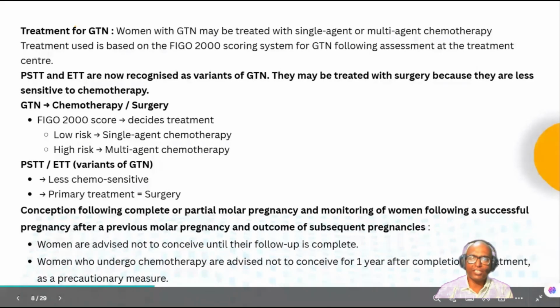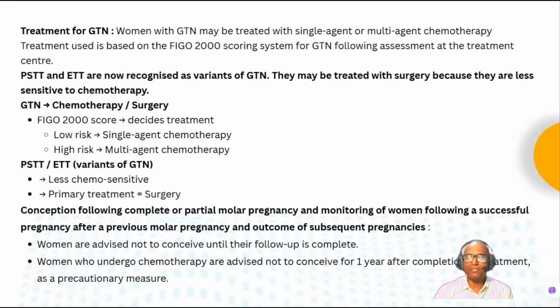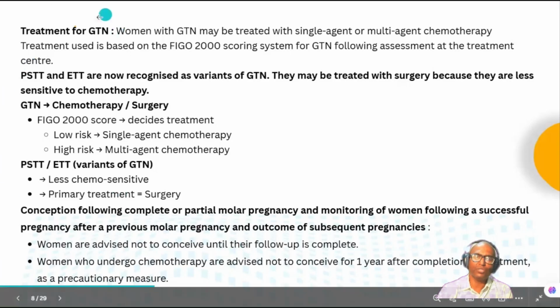Now coming to the treatment for GTN. Women with GTN may be treated with single agent or multi-agent chemotherapy. Treatment used is based on the FIGO 2000 scoring system for GTN. So when it comes to GTN, we know that GTN does not require histopathological diagnosis.